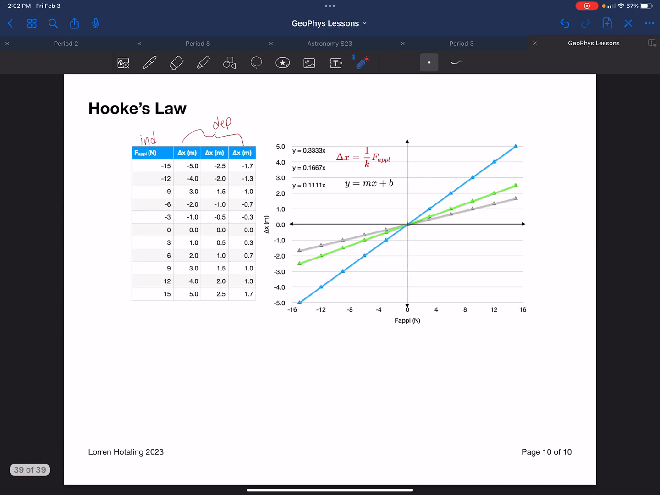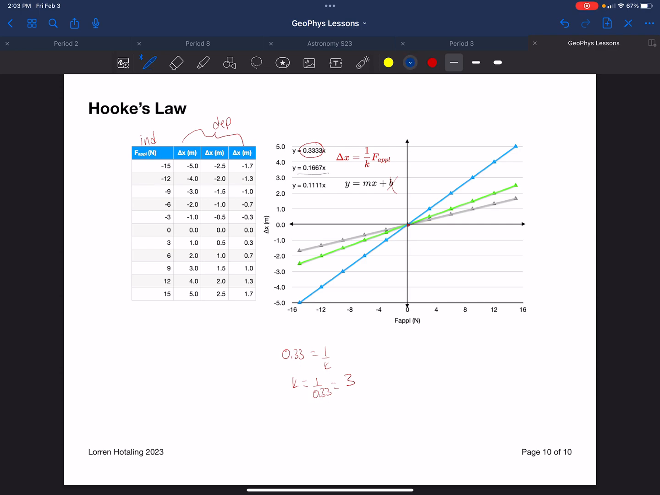And our equation we have is the y-axis is delta x, the x-axis is force applied, and the slope is 1 over k. Y-intercept is equal to 0 since it goes through the origin, like so. So if the slope is 1 over k, 0.33 equals 1 over k, then k equals 1 over 0.33, which is 3.